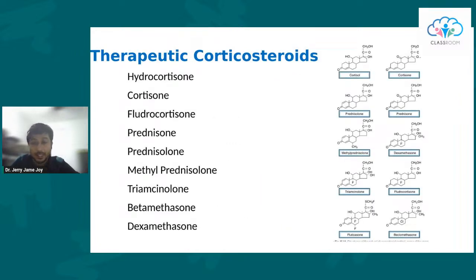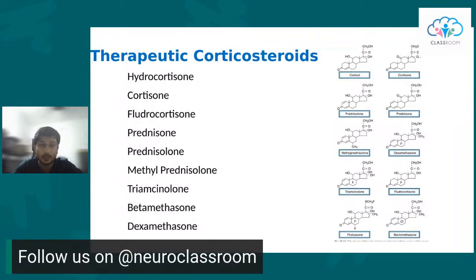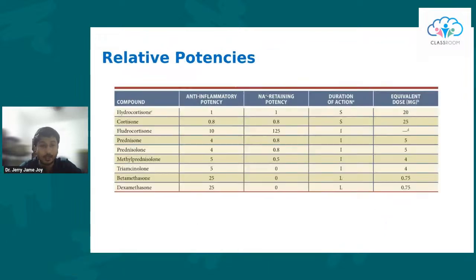So coming to the various therapeutic corticosteroids, these are the multiple corticosteroids which are available. Basically, these are all derived from cortisol, and hydrocortisone is the corresponding oral drug for cortisol. Hydrocortisone will be activated to cortisol by the enzyme 11-beta-HSD1, which is present in the liver. And these modifications in the cortisol will result in newer synthetic corticosteroids, which have different glucocorticoid potencies and mineralocorticoid potencies.